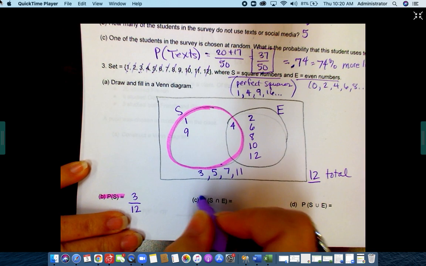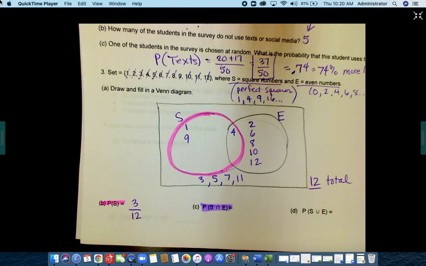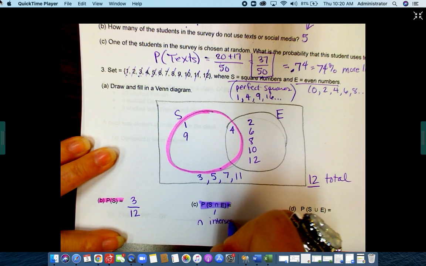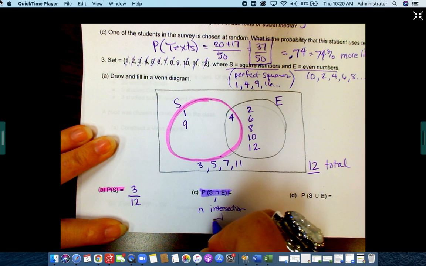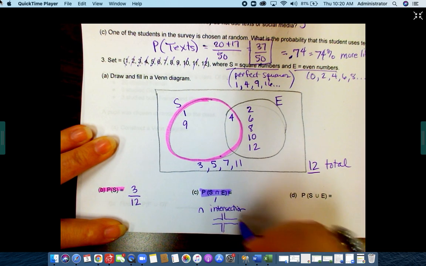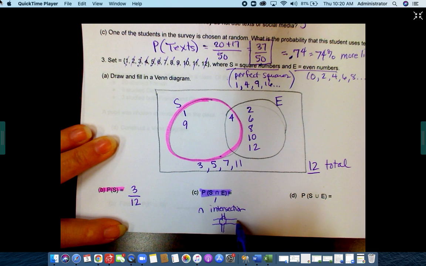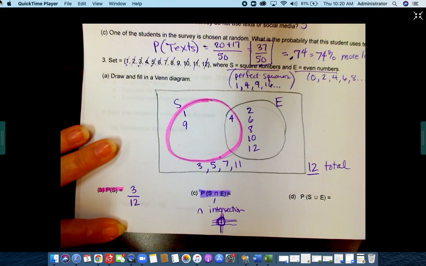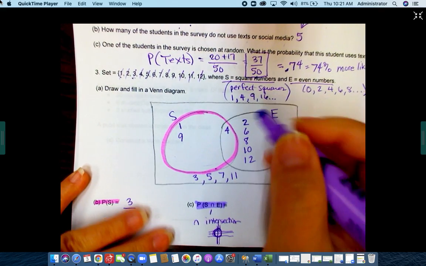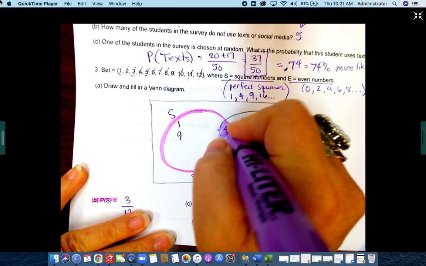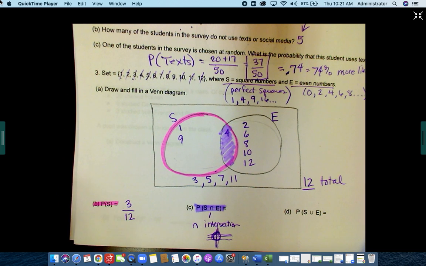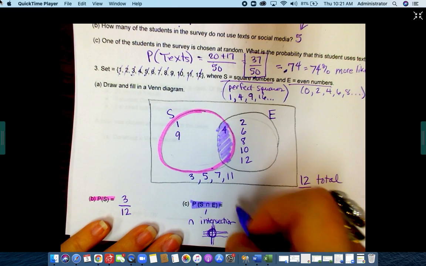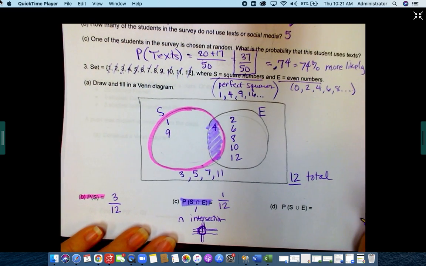Next, we got to go back and remember what this means. It looks like what letter? It looks like an N for intersection. So think about it. If you're driving down the street in a car, isn't this the intersection? It's where the 2 roads meet, right? So it's where the 2 circles meet. So it's going to be here, the intersection. What is the probability that a number is a perfect square and even? And how many of those were there? Only 1. So the probability is going to be 1 out of 12, our total.